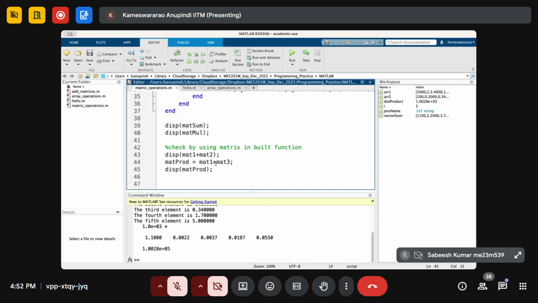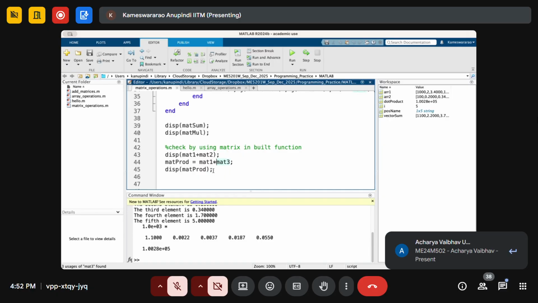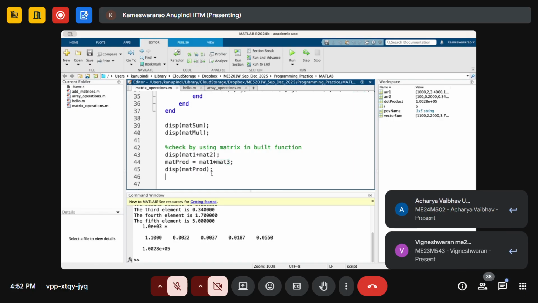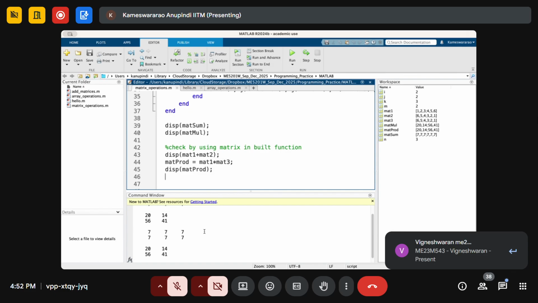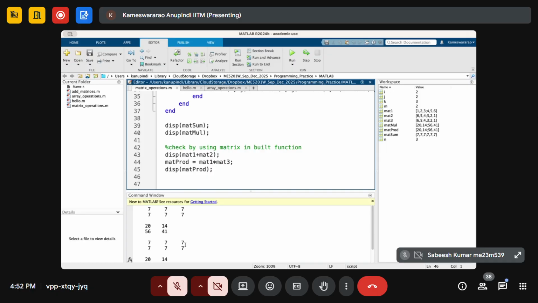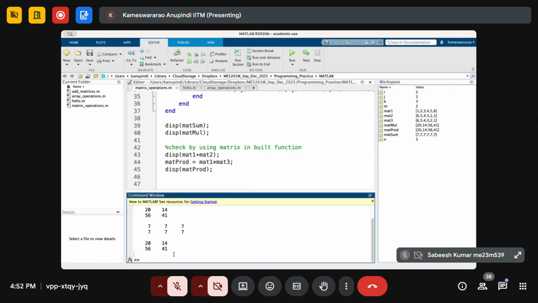So directly, if you use a star, it's going to do a matrix multiplication without doing all this. But we are not interested in that. Only for checking, we are interested in this. Okay, then I can of course run this. It's going to give me the sum, which is 777, which is matching with this, and this is the product, that is 2014 5641, which is also matching. So anyway, I'm going to share all these programs with you.